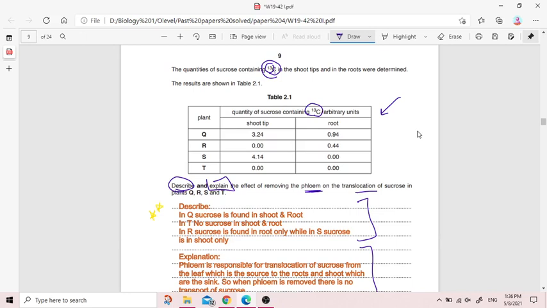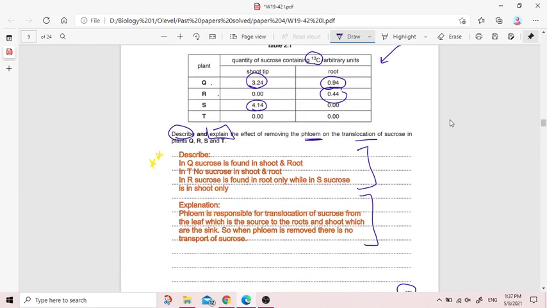هقول له ايه؟ In Q, sucrose is found in the shoot and the root. While in R, it is in the root only. In S, shoot only. In T, it is not found in both. Okay. Explanation بقى. Why did this happen? I have to explain ليه الريزلتس طلعت لي كده.